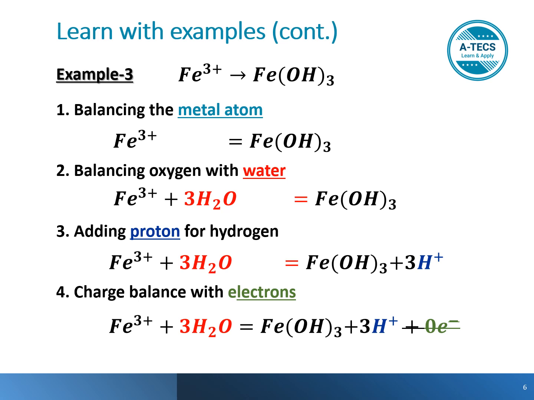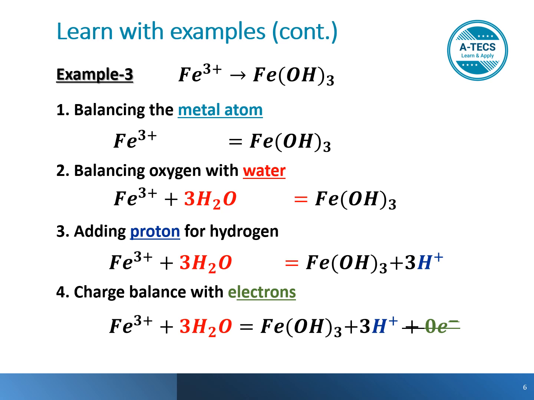The third step is about balancing hydrogen with protons. In ferric hydroxide species, we already have 3 hydrogen atoms and we added 6 hydrogen atoms through 3 water molecules on the left side. Therefore, we have 3 additional hydrogen atoms on the left side. To balance hydrogen, we added 3 protons on the right side of the reaction. Now hydrogen is balanced in step 3.